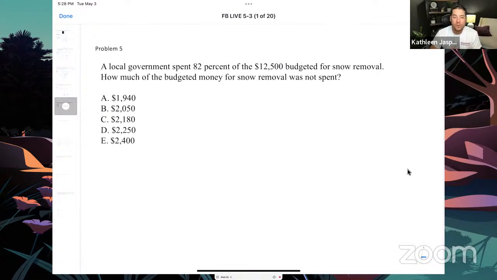Okay, problem 5. A local government spent 82% of the $12,500 budget for snow removal. How much of the budgeted money for snow removal was not spent? Okay, dealing with percents, there's a couple ways of doing them. And honestly, each way can probably take you about the same time. It's just a matter of how much you have to write, or the approach you need to solve it. So if they spent 82% and we want to know what was not spent, that's important.